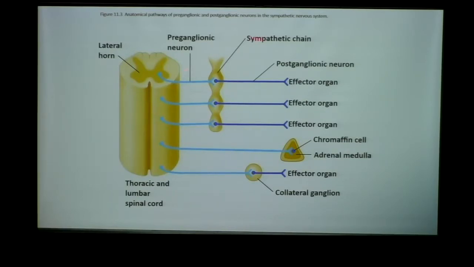This is the first route. This is the second route onto this chromaffin cell. And then the third route is onto some other ganglia that is not a part of the sympathetic chain.